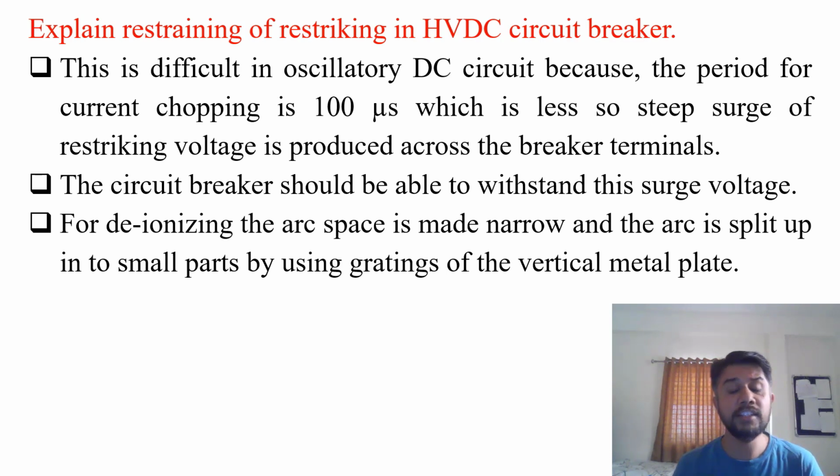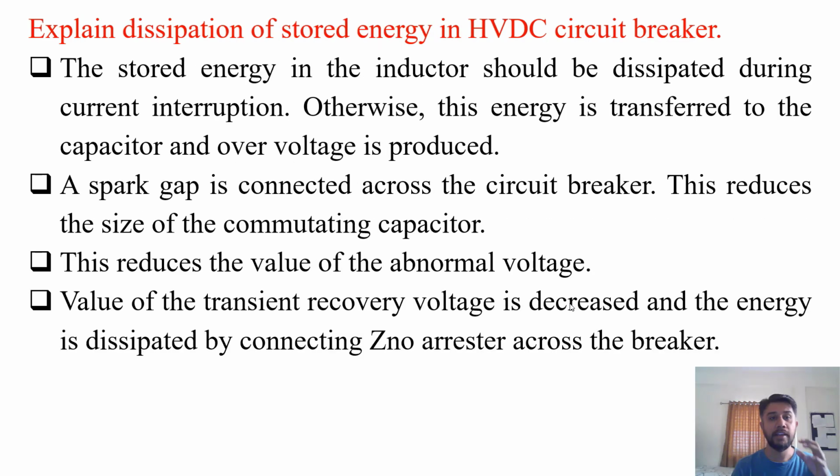For deionizing, the arc space is made narrow and the arc is split up into very small parts with the help of grids, that is the metal vertical plates, or you can say a separator. With the help of it, the arc is deionized and the restriking of the arc is restrained in the HVDC circuit breaker.